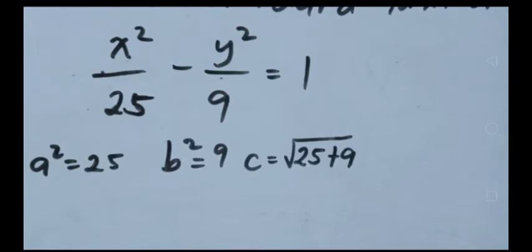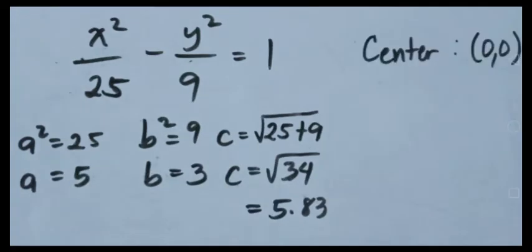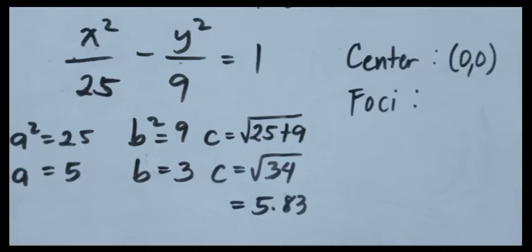We know that a squared is 25 and b squared is 9, and c is equal to the square root of a squared plus b squared, so that is 25 plus 9. The square root of 25 is 5 and that is our a. The square root of 9 is 3 and that is our b. And 25 plus 9 is 34, so the square root of 34 is 5.83 and that will be our c. Since we already know that our center is at point 0, 0, the next step is to find the foci.